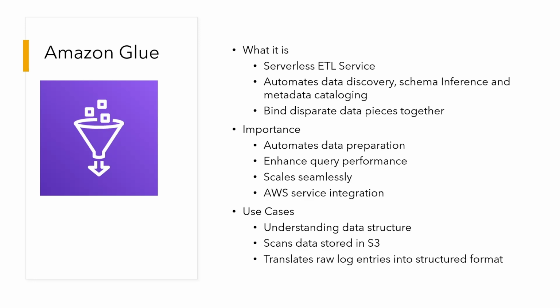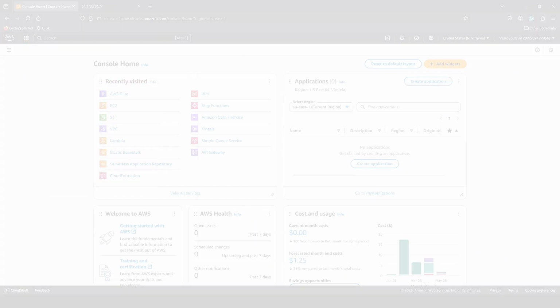So we are going to go again into the console and we're going to see how we can add Glue into our list of services and how we can enable all of the necessary things that we need to enable so that it works perfectly. Stay with me again as we get into the console.